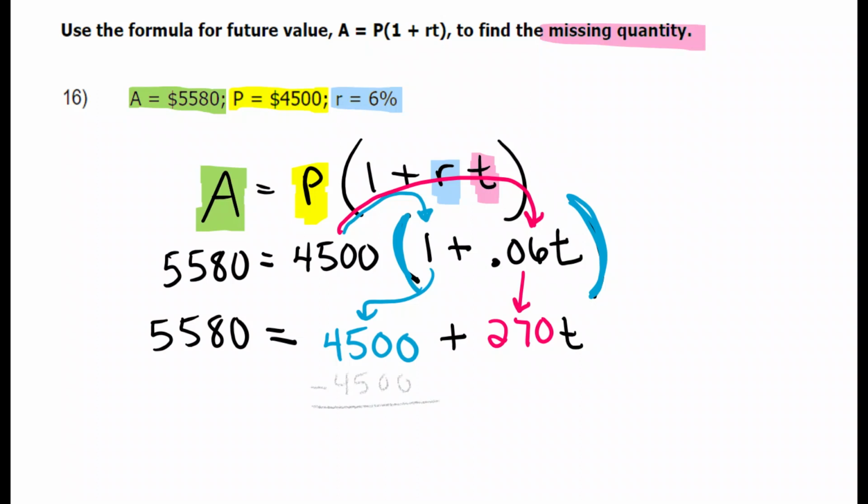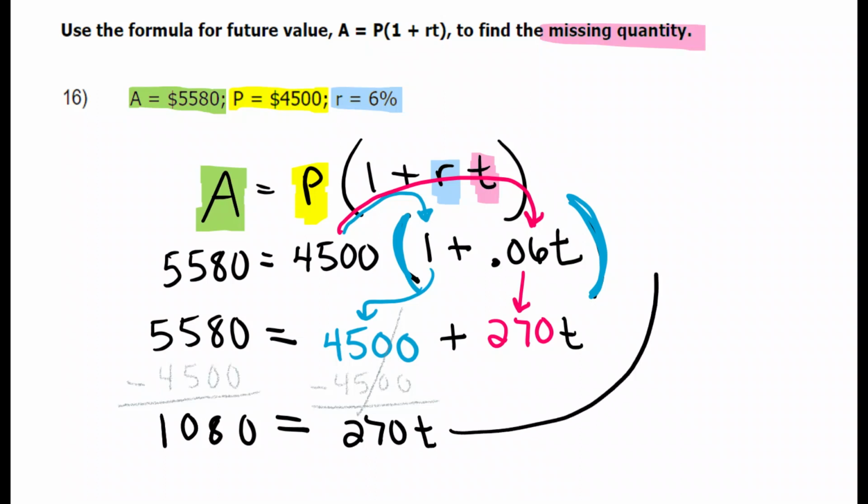The next thing I would do would be to subtract off that 4,500, because 4,500 minus 4,500 is nothing. It's gone. But this is an equation, and there's something called the golden rule, which says what you do to one side of an equation, you must do to the other side. So I would have to subtract the 4,500 on the other side. That'd be 1,080. And then on the right, I would just be left with the 270T.